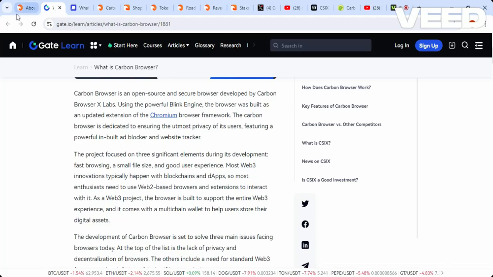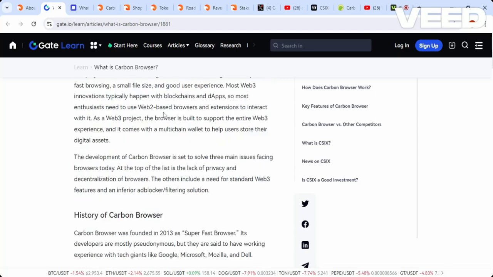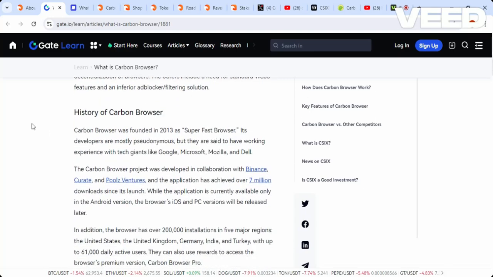So what does Gate.io Learn say about Carbon browser? So you already know about this. I already explained in the previous slide, right? So what's the history of Carbon browser?